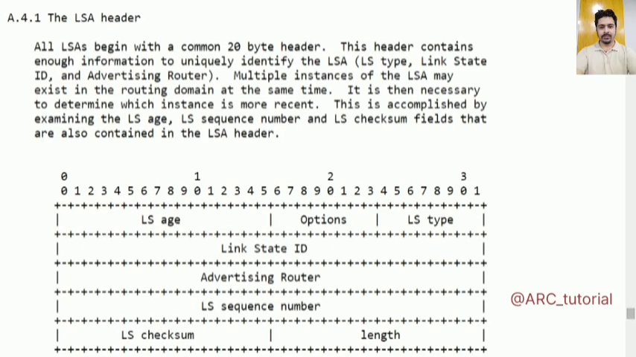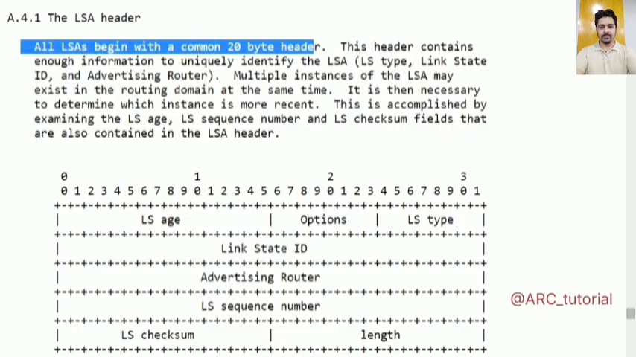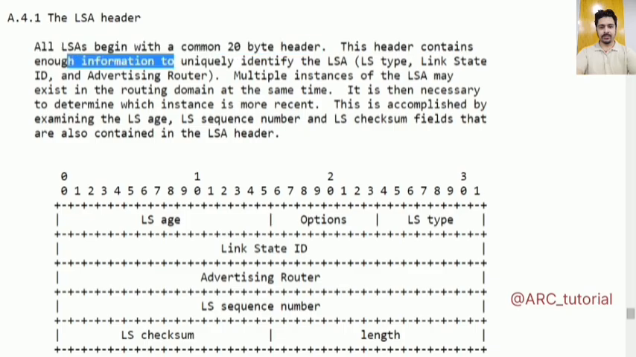The LSA header. This is known as the LSA header. All LSAs will always be encapsulated by a common 20 bytes long LSA header. You see, all LSAs begin with a common 20 bytes header. This header contains enough information to uniquely identify the LSA.